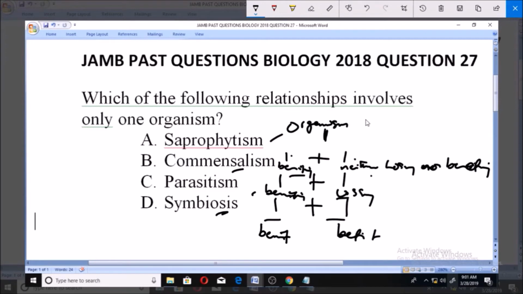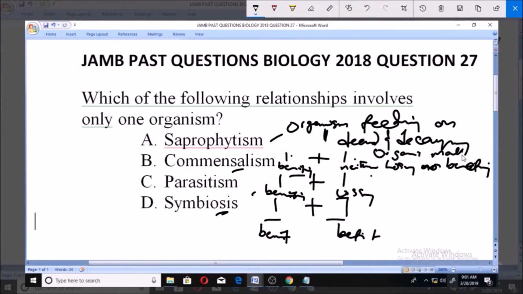Whereas in saprophytism, we have organisms feeding on dead and decaying matter. That's what saprophytism is all about: the ability of certain organisms to live in dead and decaying organic matter. Examples of organisms that do this are fungi, some bacteria, Indian pipe plants and the rest of them. So the one that actually involves just one organism here is saprophytism, and that's why A is the answer.